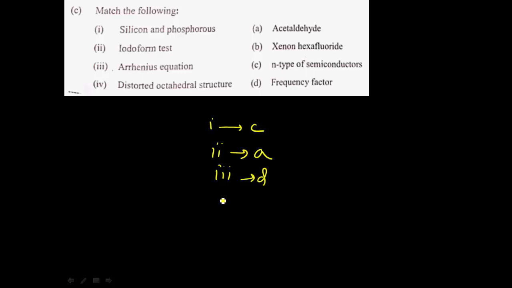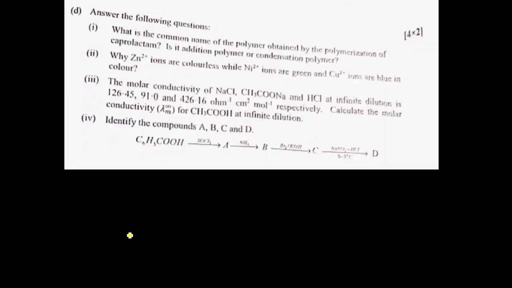And distorted octahedral structure is shown by xenon hexafluoride. Okay. So these are the correct answers. Next. What is the common name of polymer obtained by the polymerization of caprolactam? Okay, it's nylon 6.